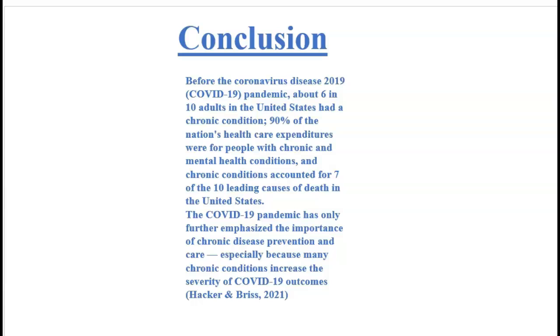This is my conclusion. Before the coronavirus disease 2019 pandemic, about 6 in 10 adults in the United States had a chronic condition. 90% of the nation's healthcare expenditures were for people with chronic and mental health conditions, and chronic conditions accounted for 7 of the 10 leading causes of death in the United States.